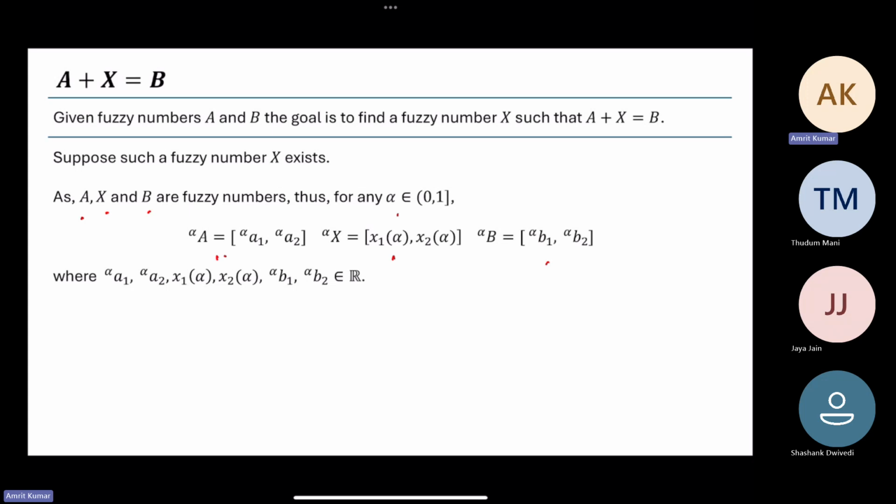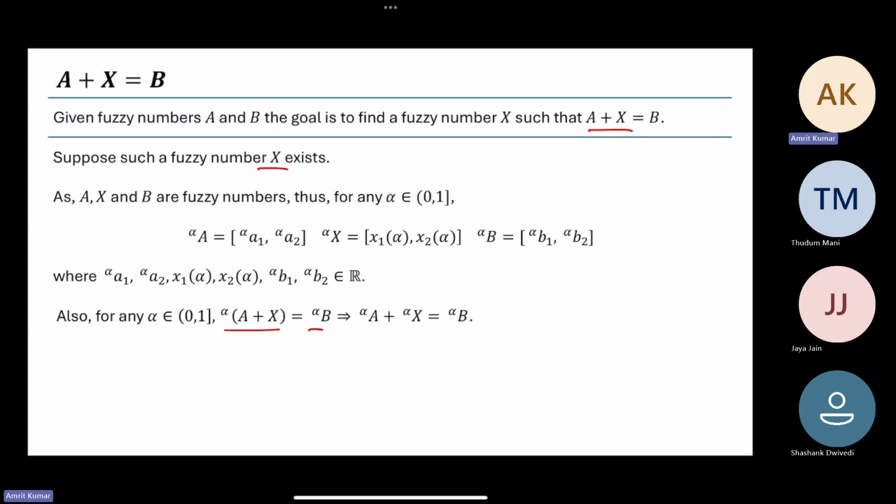So it's alpha A1, comma alpha A2, and the alpha cut of X is X1 of alpha, comma X2 of alpha, and the alpha cut of B is alpha B1, comma alpha B2, right? The reason I'm not writing X1 without the argument is because X is something that we need to figure out, while A and B are known. So alpha A1, alpha A2, alpha B1, alpha B2 can always be found. But X is something that we don't know. We have assumed that it exists, but X1 and X2 are yet to be figured out. Anyway, since this fuzzy number X satisfies the equation, the alpha cut of A plus X would be equal to the alpha cut of B.